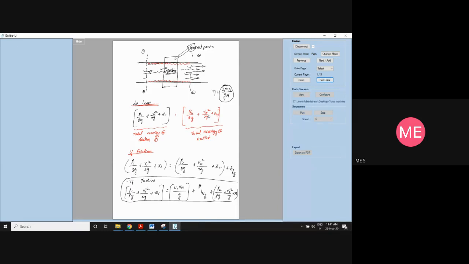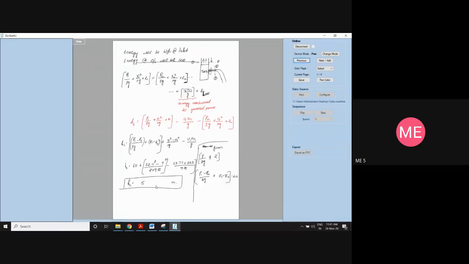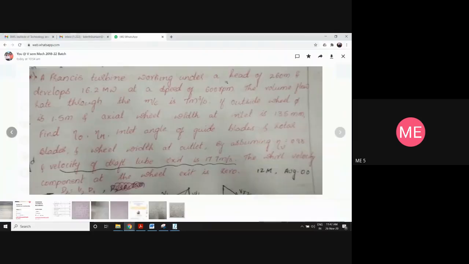What is the HF? I did not write the answer. No? Whether I wrote the answer? HL is 5. Shall I go for the next problem? Yeah, copy this question. See here, the velocity of the draft tube exit is given, that is V4. We'll see how to use this V4.